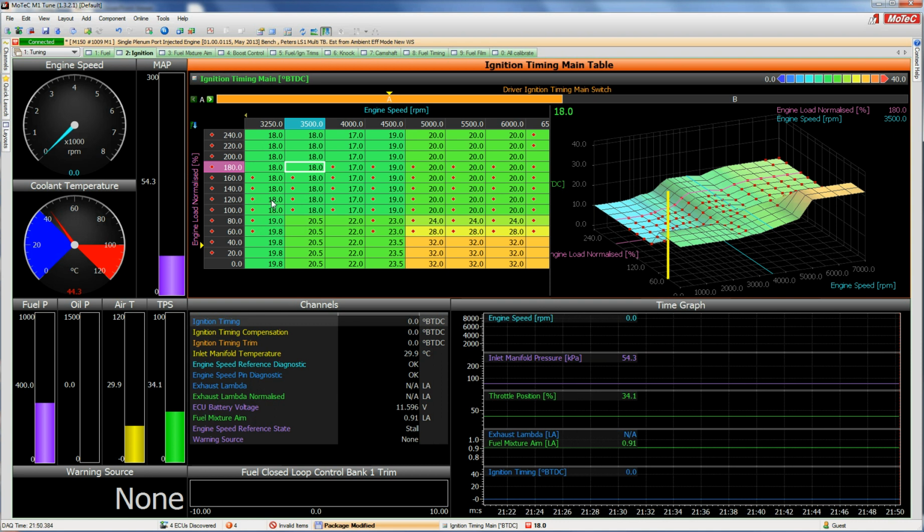Alright, so that's the basics on how to set up your ignition map, and there'll be further webinars on this subject and similar subjects, so keep an eye out for them, and thanks for listening in.